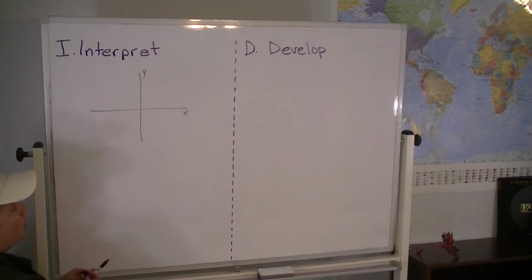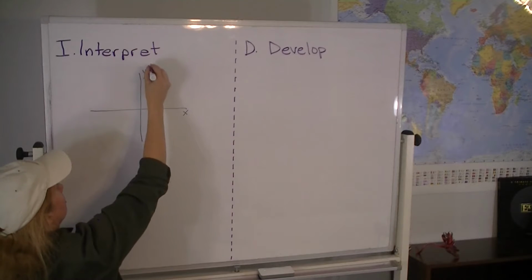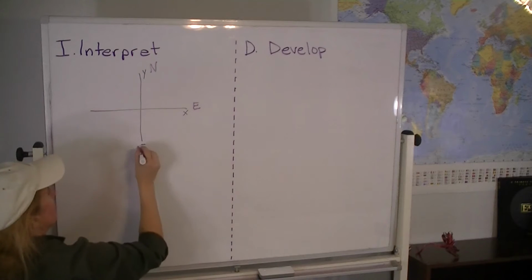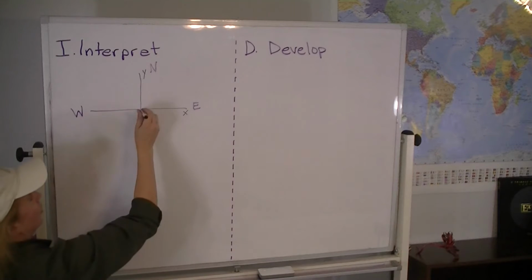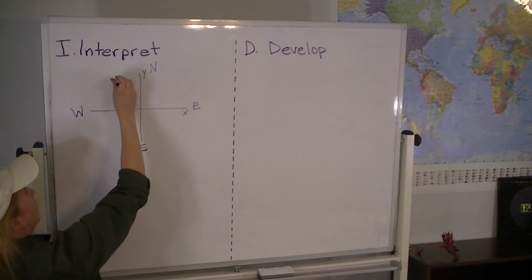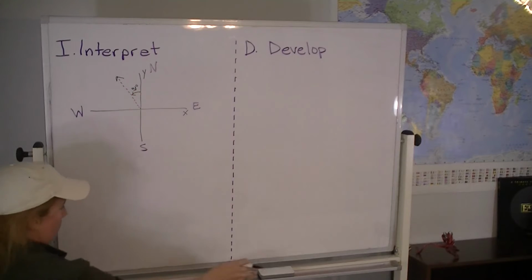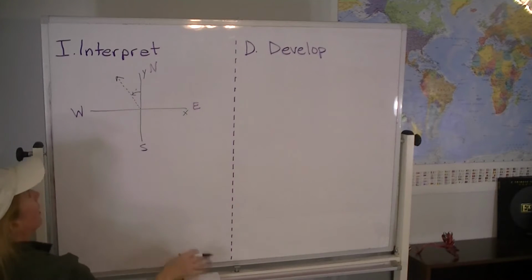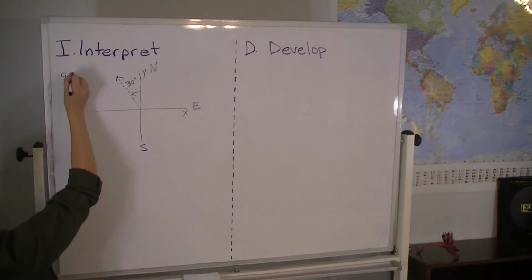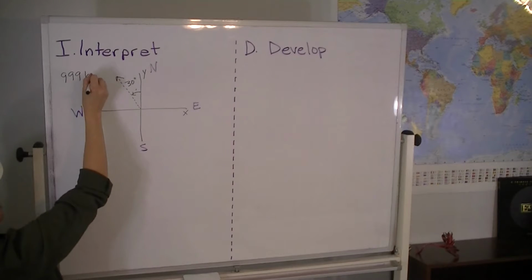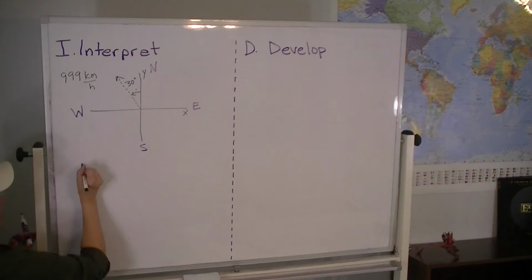Now, we're dealing with geographic location type terms, and so let's go ahead and call this vertical direction north, and that gives us east, south, and west to work with. And we're told that this airplane is traveling 30 degrees west of north. So this is 30 degrees here. Okay, this is 30 degrees. And we're also told that the speed is 999 kilometers per hour.